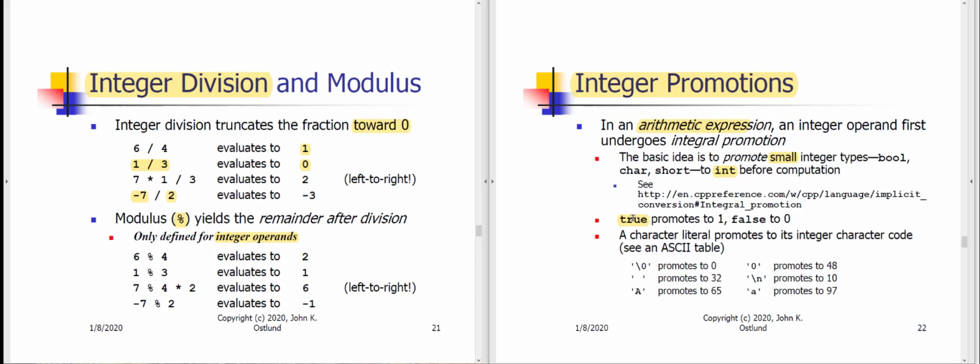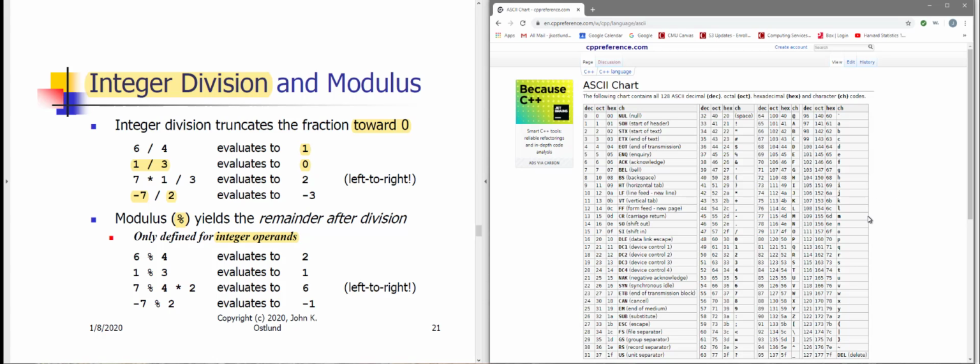Now, a Boolean true, when it's used in arithmetic, is promoted to an int value of 1. False becomes 0. A character literal is simply promoted to its corresponding integer value in the ASCII character set. Let me put back up this ASCII character set for a moment. Here we have the ASCII character set. So you can see, for example, that capital A has a decimal value of 65. Little a has a decimal value of 97, and so forth.